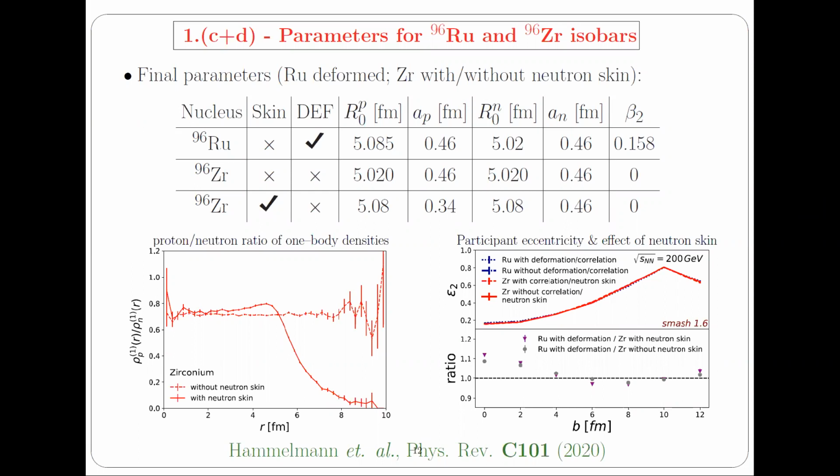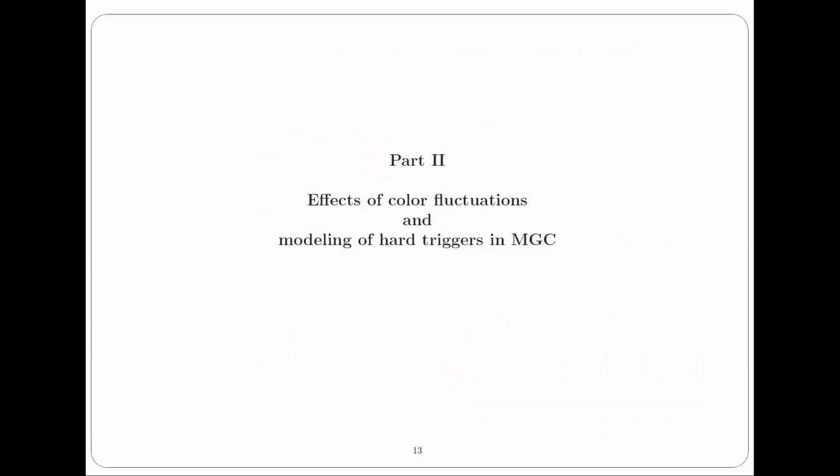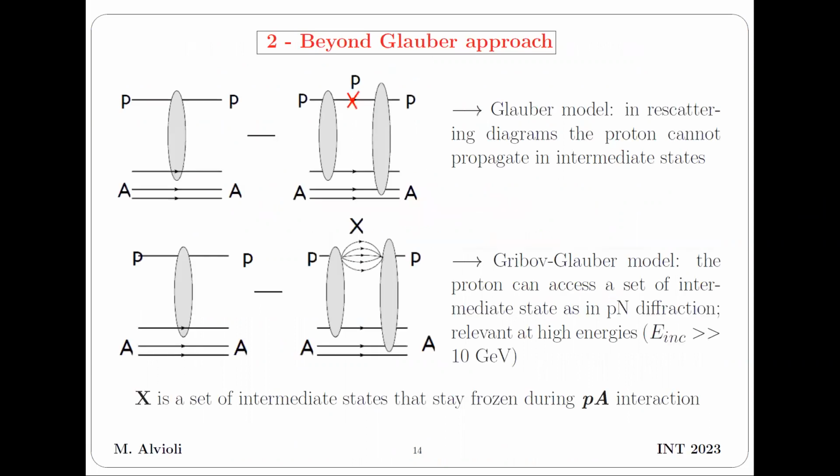Okay, thank you. So let me move to part 2. In this part I will describe the effects of color fluctuations and how we modeled hard triggers in Monte Carlo Glauber. What we mean by color fluctuations is this: in the Glauber model, the proton is described as a fixed entity. There's no different behavior it can achieve during the collision.